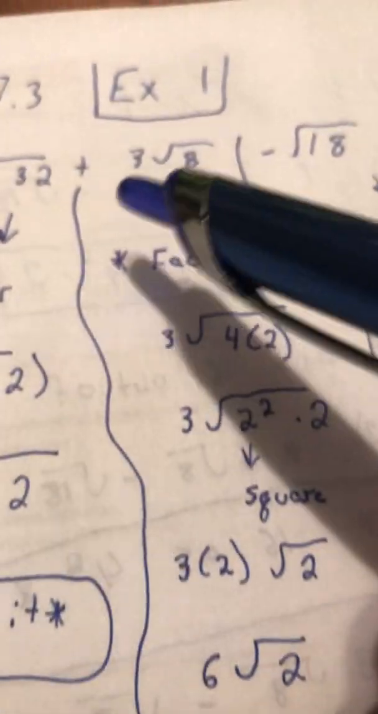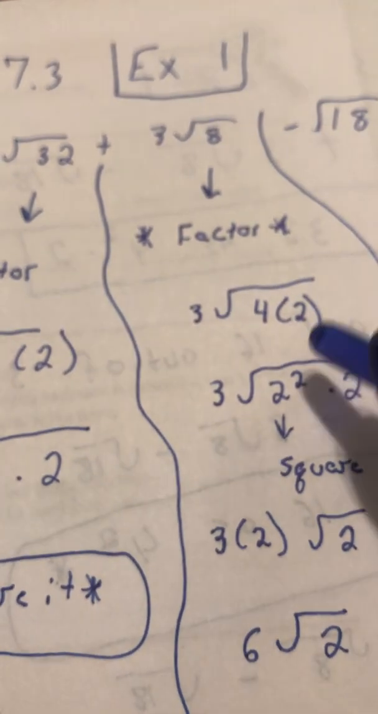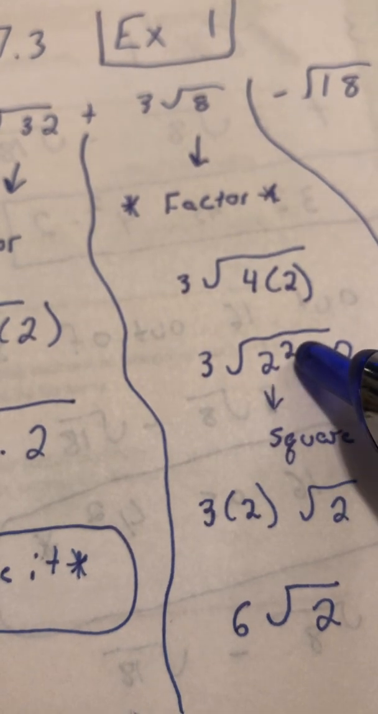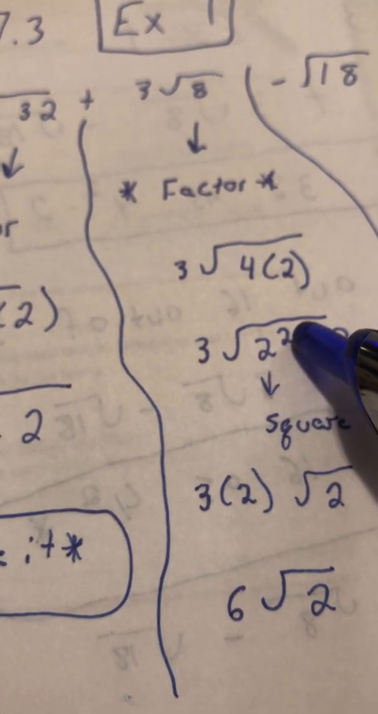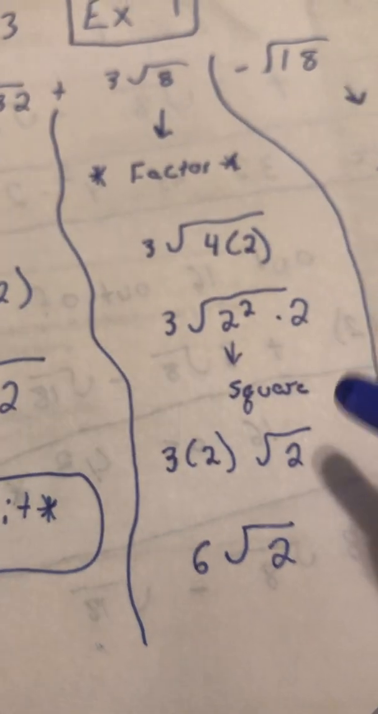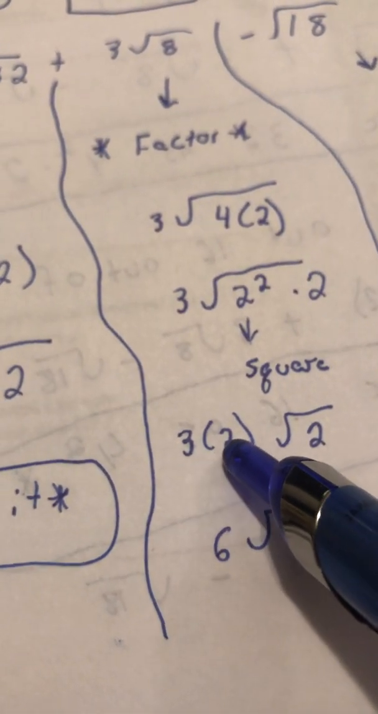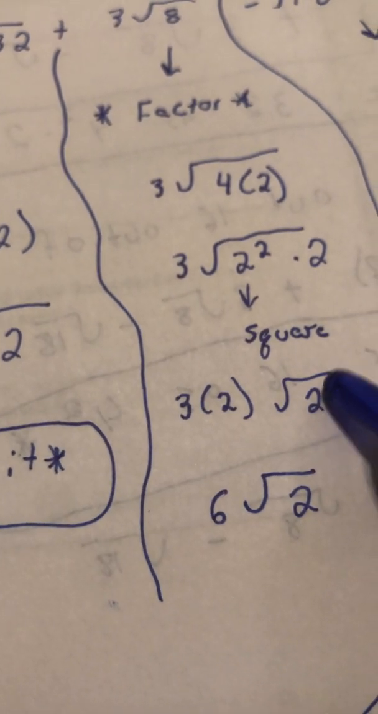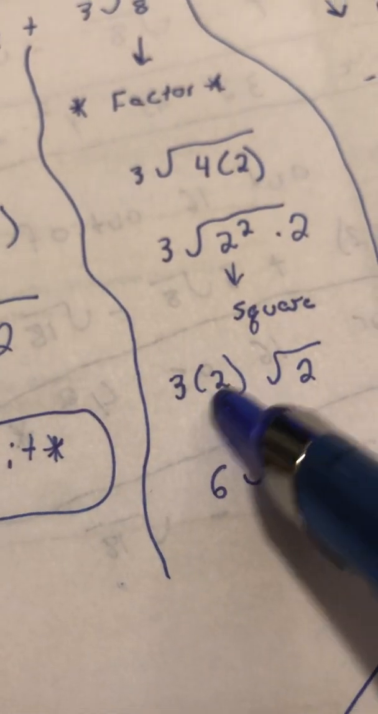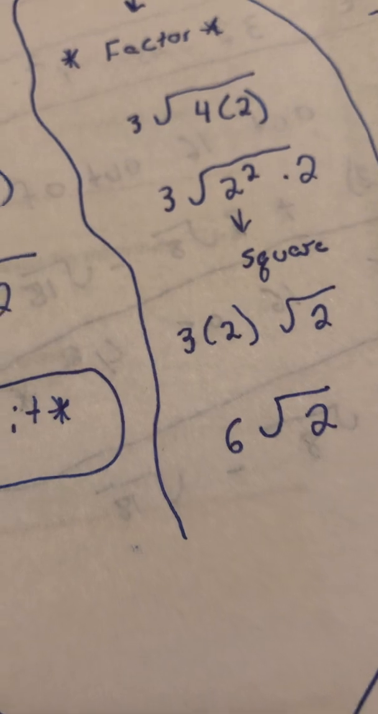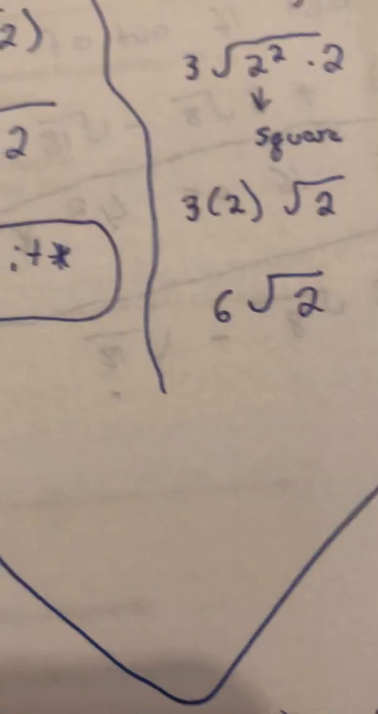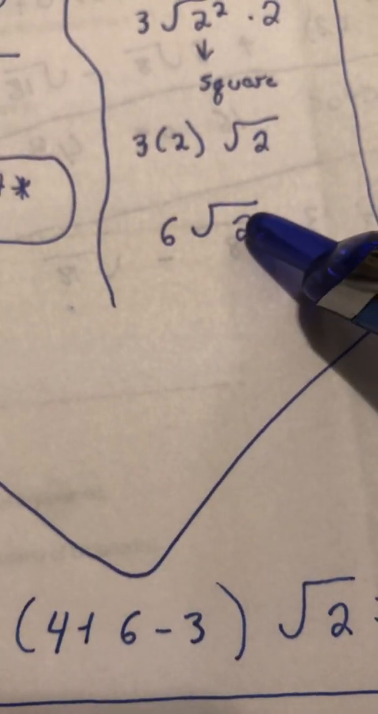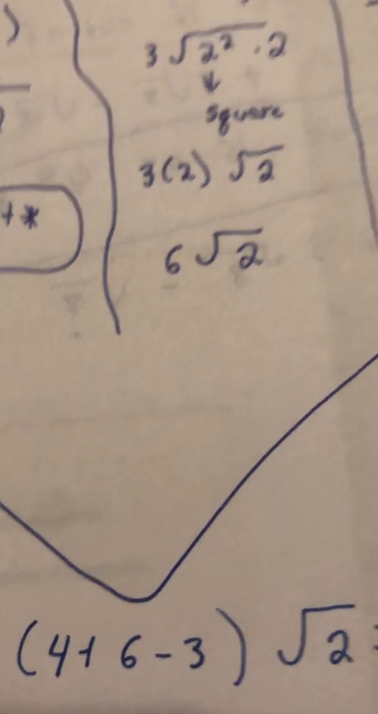We had 3 times the square root of 8. I factored 8 and had 4 times 2. 4 is a perfect square of what? 2. So I can bring it out again, which gave me 3 times 2 square root 2. 3 times 2 is what? It is 6. So far we have 4 times the square root of 2 and 6 times the square root of 2.